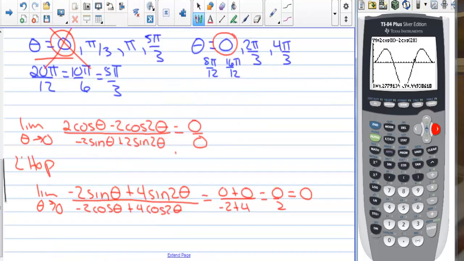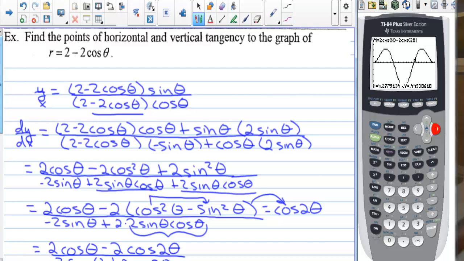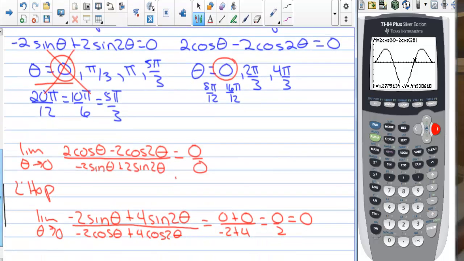We need to find points of tangency. That's what the instructions say: find the points of horizontal and vertical tangencies. We know the theta, but now we need to know the r. And r is 2 minus 2 cosine of theta. So we need the points r, theta. We know the thetas. So let's look at horizontal.